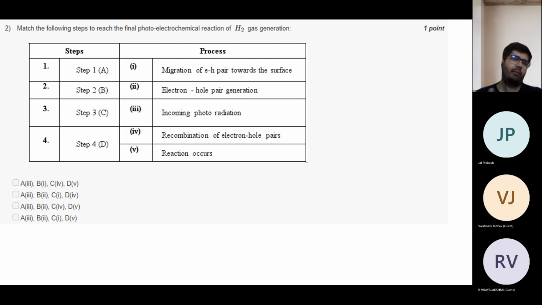So the steps will be: the first will be incoming photoradiation, the second will be electron hole pair generation, the third will be migration of electron hole pairs towards the surfaces, and when they are at the surfaces, they will react, okay? So the reaction will occur. So the correct answer will be A3, B2, C1, and D5.